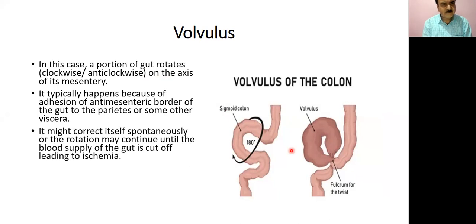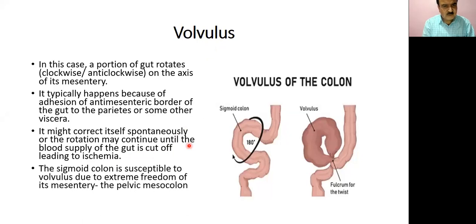It might correct itself simultaneously. It may come back. If it rotates clockwise, it shall move again anti-clockwise, and the obstruction will get relieved. Until the blood supply of the gut is cut off, leading to ischemia. But it may lead to ischemia if it persists. The sigmoid colon is susceptible to volvulus because of extreme freedom of the mesentery in the pelvic mesocolon.